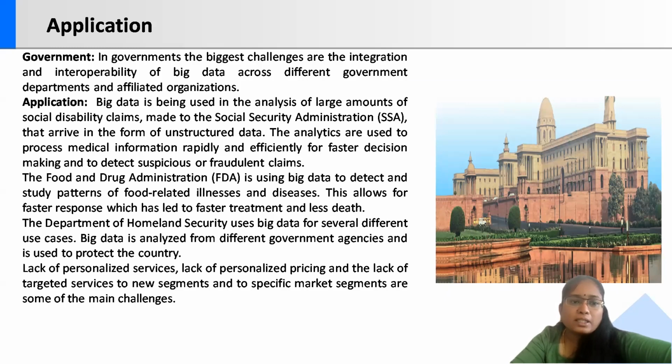Another application I can talk about is the Food and Drug Administration, again to detect and study patterns of food-related illness and disease. This is also for faster responses, which has led to faster treatment and fewer deaths. So these are the examples of how they are using big data in the government sector.